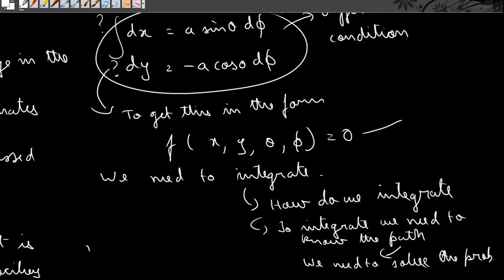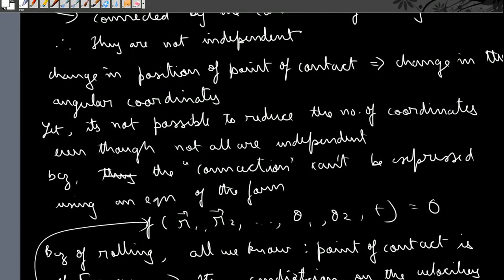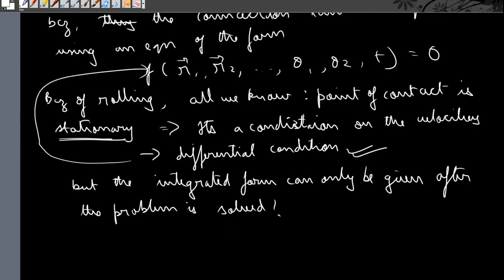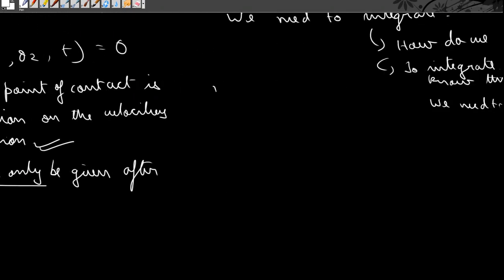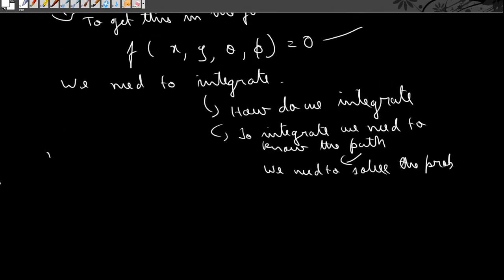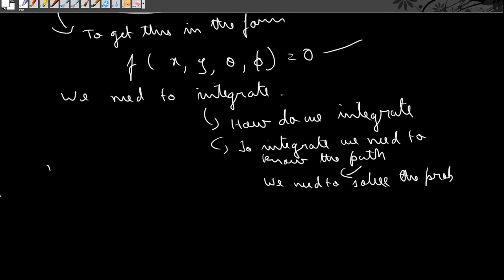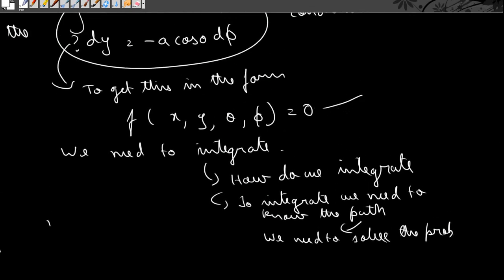Okay, and that is what I meant by this statement here. So the integrated form can only be given after the problem is solved, and that is what we also got in our example. Okay, so therefore unless the problem is solved, we cannot express it in this form, and therefore this is a non-holonomic constraint.